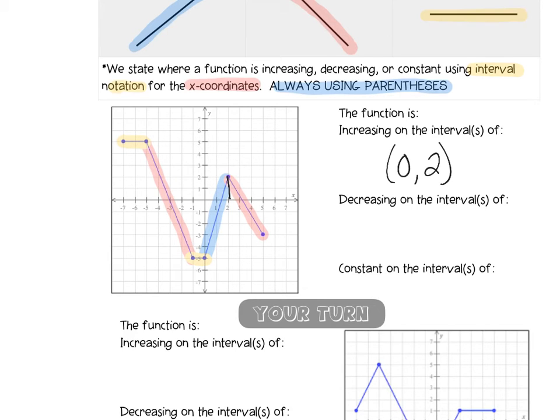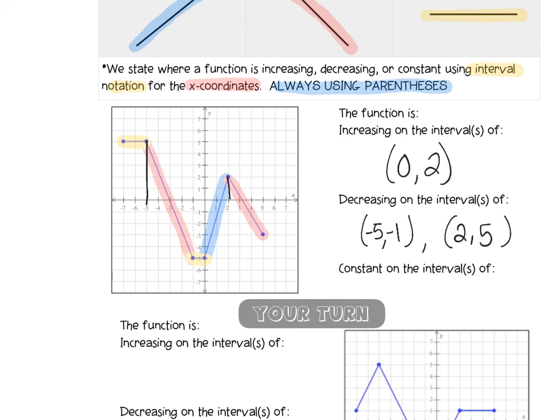The function is decreasing on the intervals of, so now I'm going to do two separate parentheses, because there are two separate times where it is decreasing. The first time it's at -5 on the x-axis, comma, and it ends at -1 on the x-axis. And the second time that the function is decreasing is at 2 on the x-axis and going down, and 5 on the x-axis as well. So there are the intervals where it is decreasing.